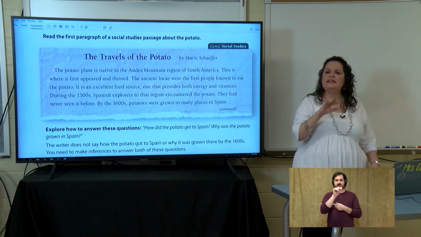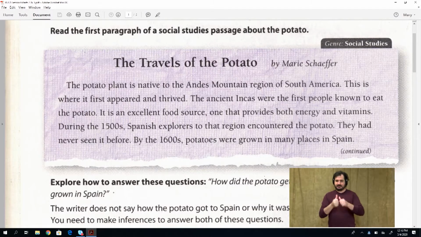And do you see this sentence? It is an excellent food source. Well, that is what we call a claim. And we have two details in order to back that claim. And boys and girls, we're going to talk more about this when we talk about our writing standard in a few weeks. But there's two details to back that up, and that is it provides energy and it provides vitamins.